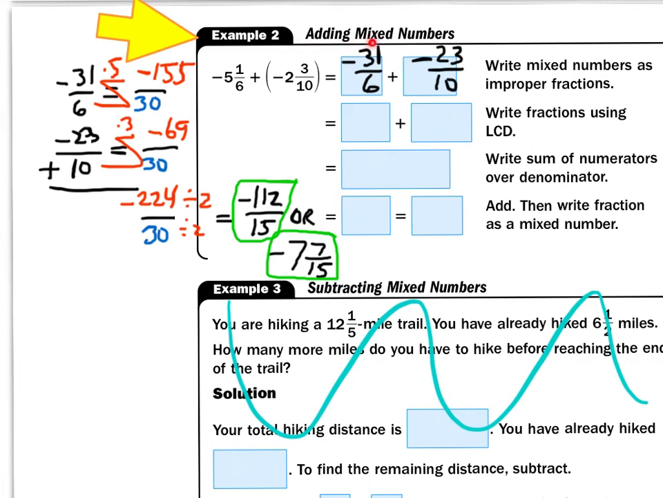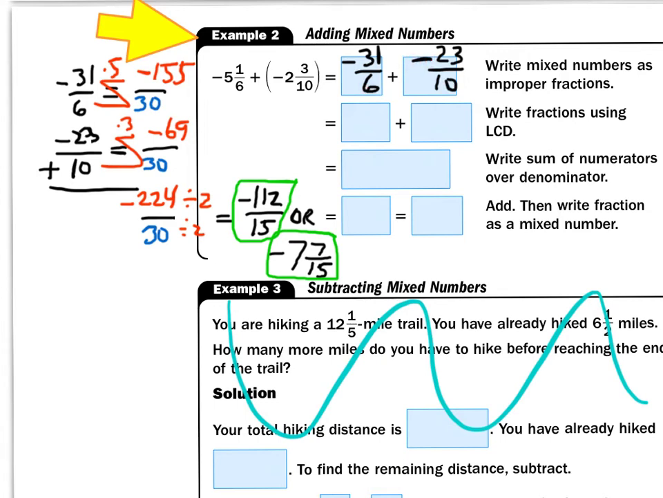Okay, so now we can add mixed numbers the same way. So take a look at negative 5 and 1/6. Remember, ignore the negative for just 1 second and start at the 6. 6 times 5 is 30. 30 plus 1 gives you 31 over 6, and put the negative back on. And then copy the plus sign and then start at the 10 here. 10 times 2 is 20, and 20 plus 3 is 23 over 10, but put that negative back on.